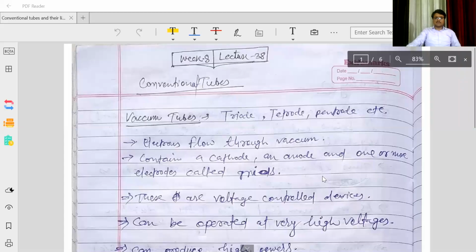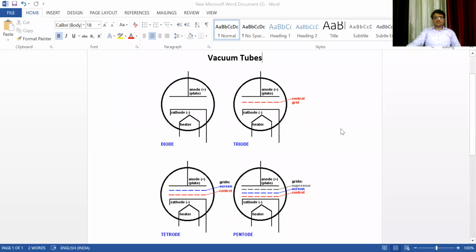These vacuum tubes may be triodes, tetrodes, or pentodes. Also, we can see it in the diagram. This is the conventional tube. So a triode may be there, a tetrode may be there, a pentode may be there.